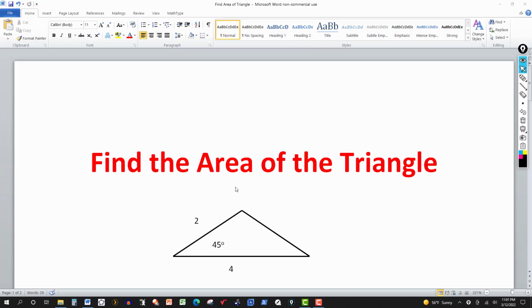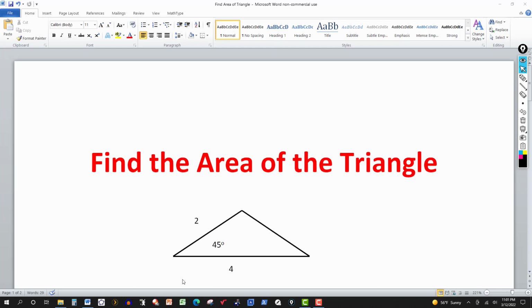So the problem for this video is to find the area of this triangle here. And of course we know the formula for the area, or one of the formulas, is 1/2 the base multiplied by the altitude or the height. There's also another formula called Heron's formula. If you know all three sides of the triangle, you can find the area.